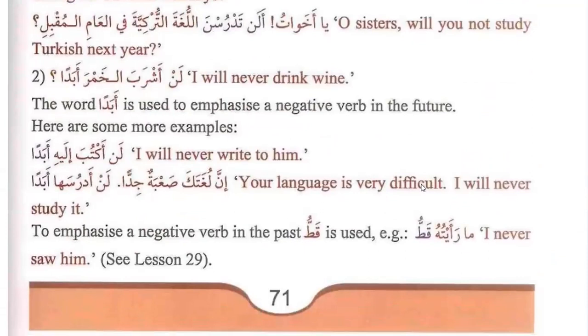Yes, abadan is used to emphasize a negative verb in the future. For example, if you just say lan ashrab al-khamra, this means you are saying I will not drink wine, but you may drink it later. But when you add abadan to it, then this means you are giving us a guarantee that you will never drink alcohol or wine.